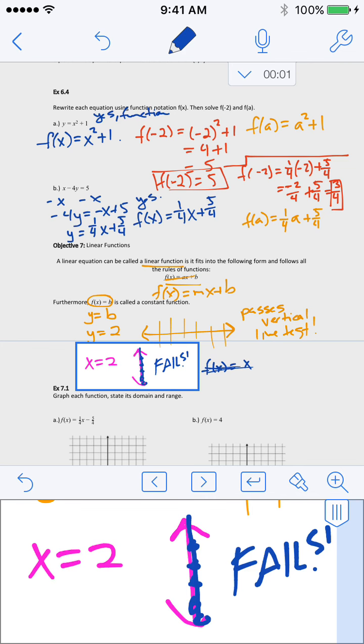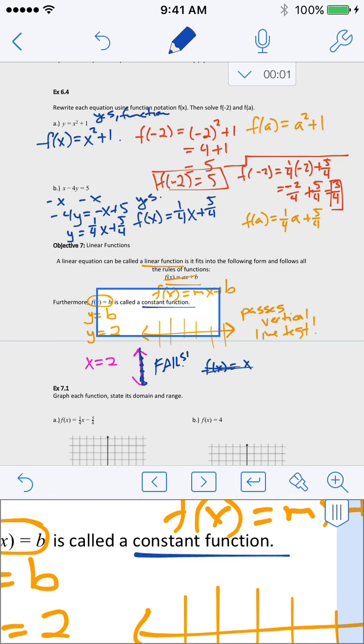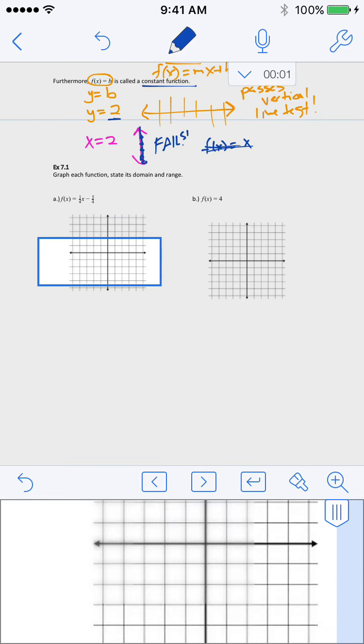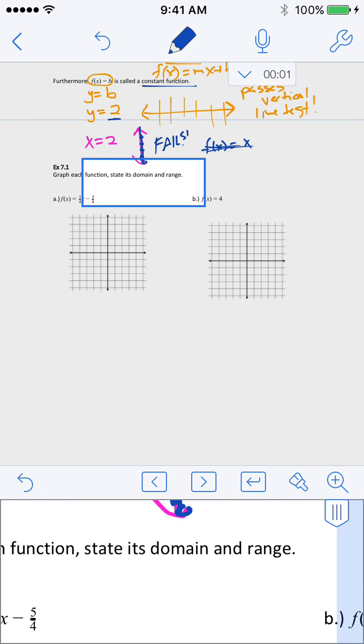Horizontal lines definitely are, though. They are called constant functions, which makes sense, right? Y is equal to a constant. Cool. Just know that they're out there. We'll graph one in just a sec, but if you have any questions, let me know. Last thing, let's graph each function and state its domain and range.